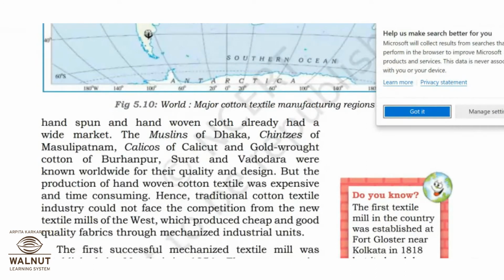But the production of hand-woven cotton textile was expensive and time-consuming. Hence, the traditional cotton textile industry could not face the competition from the new textile mills of the West, which produced cheap and good quality fabrics through mechanized industrial units.